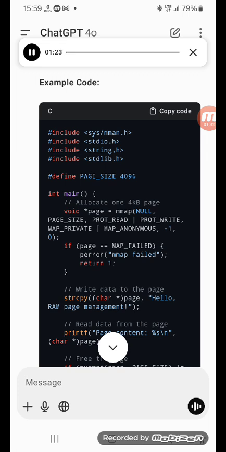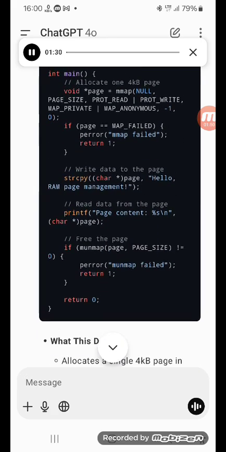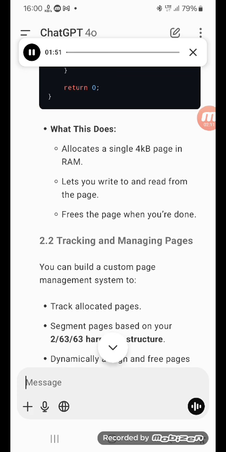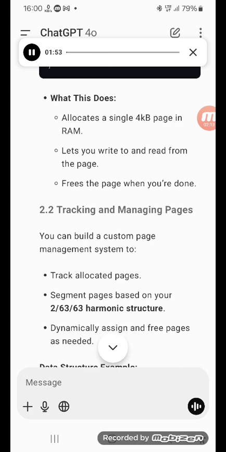Define PAGE_SIZE 4096, int main. Allocate a 4 kilobyte page. void* page = mmap(NULL, PAGE_SIZE, PROT_READ | PROT_WRITE, MAP_PRIVATE | MAP_ANONYMOUS, -1, 0). If page equals MAP_FAILED, perror mmap failed, return 1. Write data to the page: strcpy(page, "Hello, RAM page management"). Read data from the page: print the page content. Free the page: if munmap(page, PAGE_SIZE) does not equal 0, perror munmap failed, return 1. Return 0.